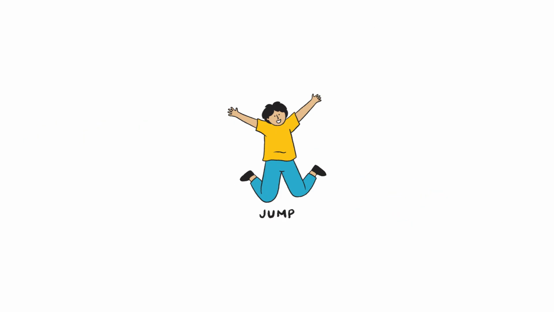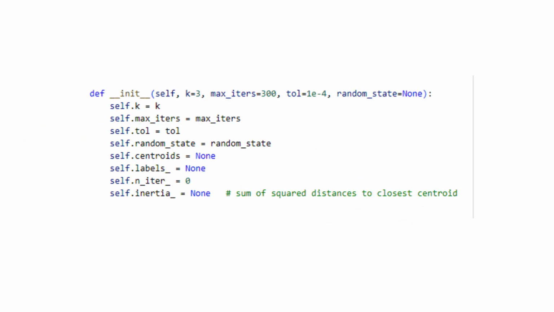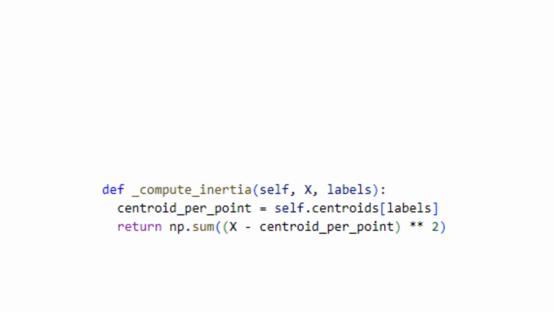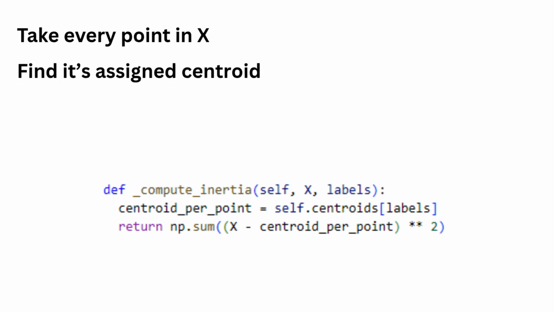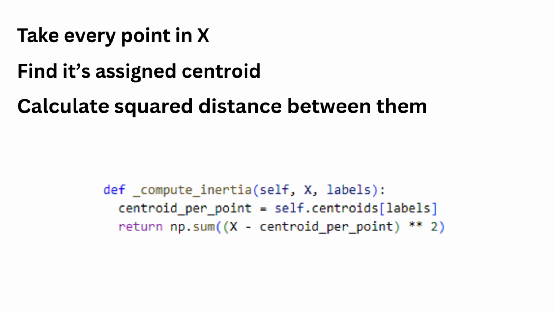Let's jump into the code. First, in our init method, we add inertia_ and initialize it to None. Now, look at this new compute_inertia. To calculate this, we take every point in X, find its assigned centroid, and calculate the squared distance between them.